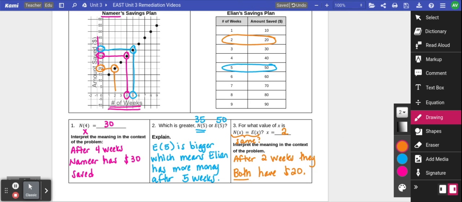And next, you're going to do some practice with this idea of finding special points on a graph by finding x's and finding y's.